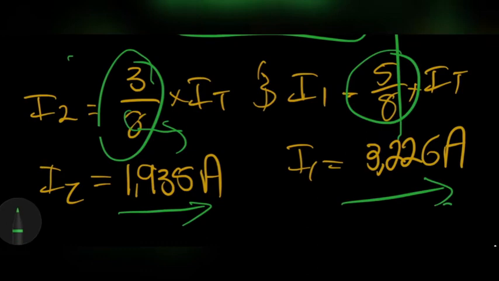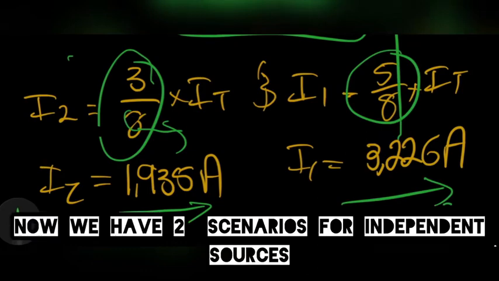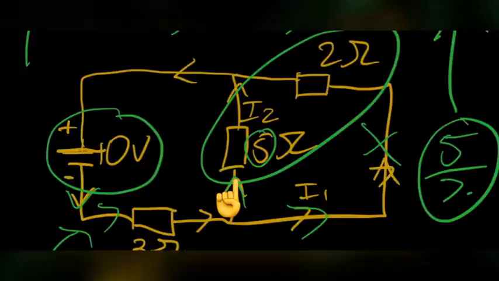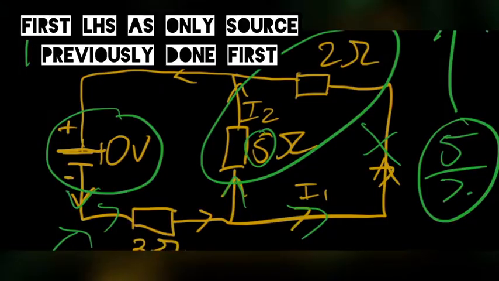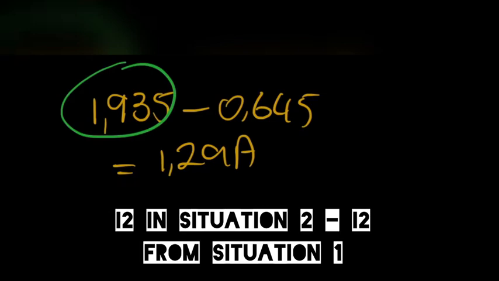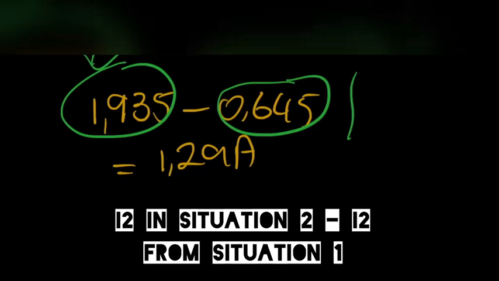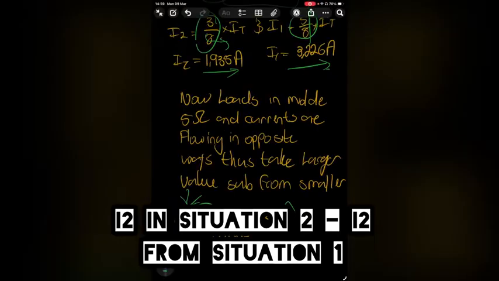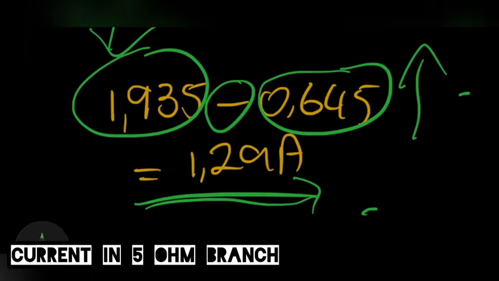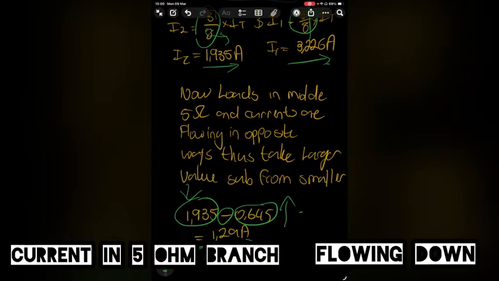So now we have I1 and I2 for both scenarios. So what we do is we superimpose them on each other. I2 in the top situation flows up. In the second calculation, I2 was flowing down, and in our first calculation, I2 was flowing up. So what that means is we have to subtract the smaller value from the larger value. So we subtract them from each other, and we get a superimposed value of 1.29 amps. Do the basics you need for circuit analysis.